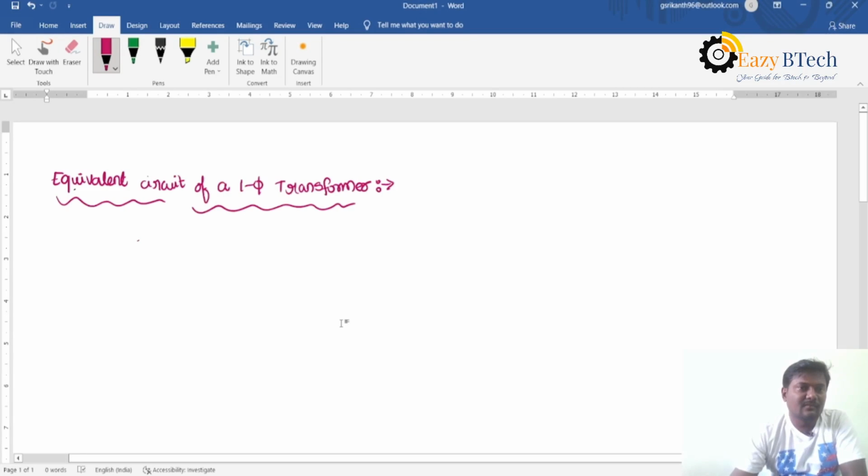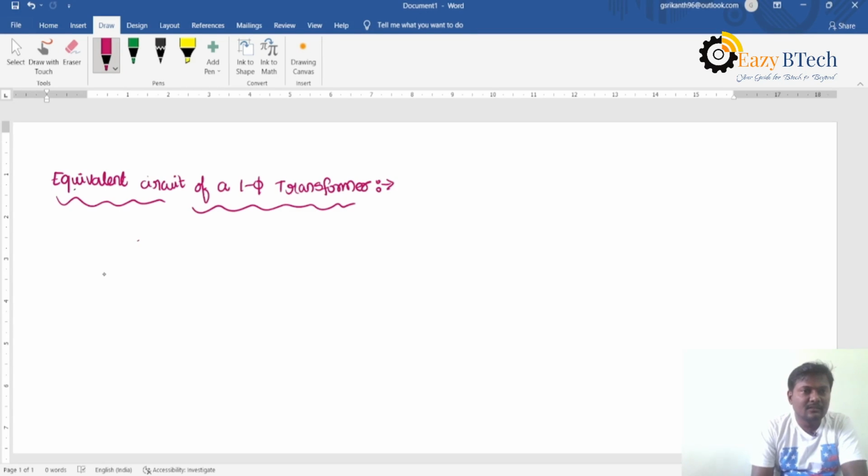In this lecture, I will explain the equivalent circuit of a single phase transformer. When we consider a practical transformer operating under no load condition, this is the core type of transformer. One winding is wound on one limb and another winding on another limb.